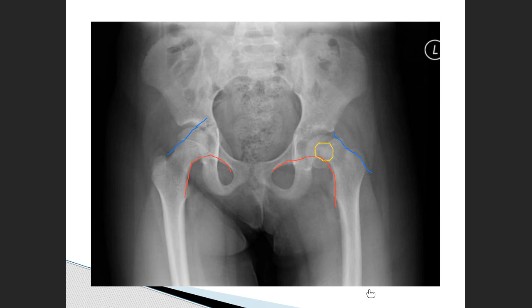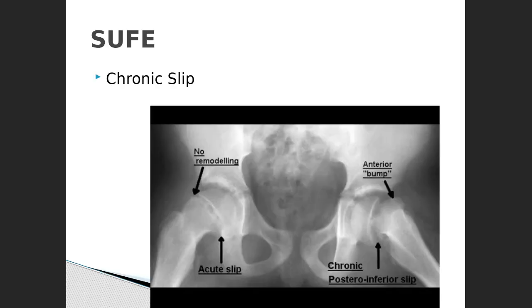Now, one of the other things that we mentioned earlier was that there are certain radiological features that would suggest to you that the patient has a chronic slip. And here on the left side, we can see the patient has a chronic slip. So one of the characteristic features of a patient with a chronic slip is that you get rounding of the superior portion of the femoral neck. Here you can see it's pointed out as the anterior bump, rounding of the superior portion of the femoral neck, and then inferiorly you have new bone formation, right?